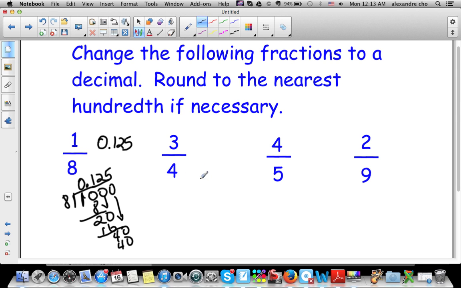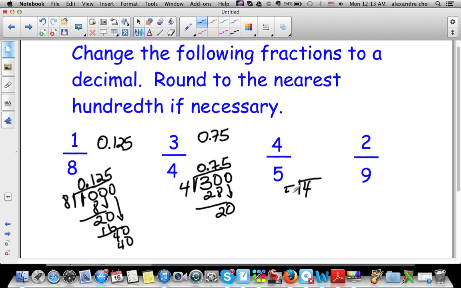Alright, so 3/4. Again, the numerator always goes inside. Okay, 3 divided by 4. 4 goes into 3 0 times. Add a decimal, add a 0 here. 4 goes into 30 7 times. 28. Subtract. Let's bring another 0 down. And that gives you a 5. So 3/4 is 0.75.